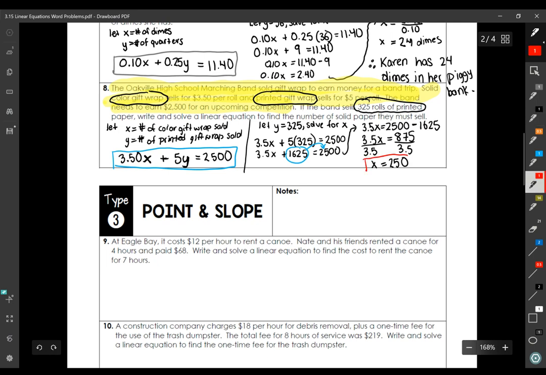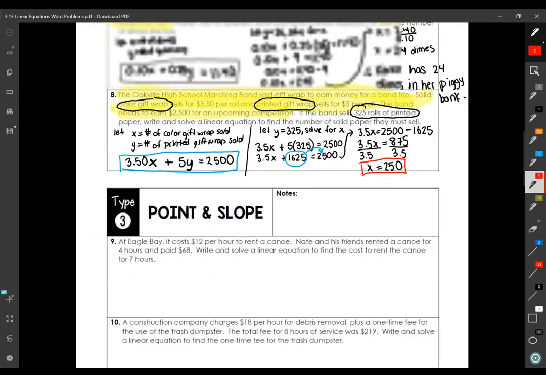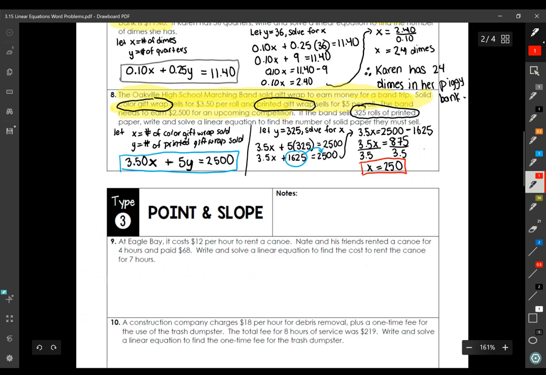Okay, 250. So my concluding statement, right? Therefore, the band must sell 250 solid paper rolls.